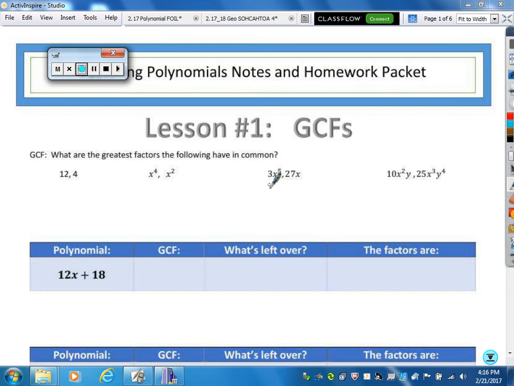Alright, today we're going to be talking about the start of our factoring unit, GCFs. Now, GCF stands for greatest common factor. So the greatest thing that multiplies into two or more numbers. So if you look at these first two things here, we've got 12 and 4.